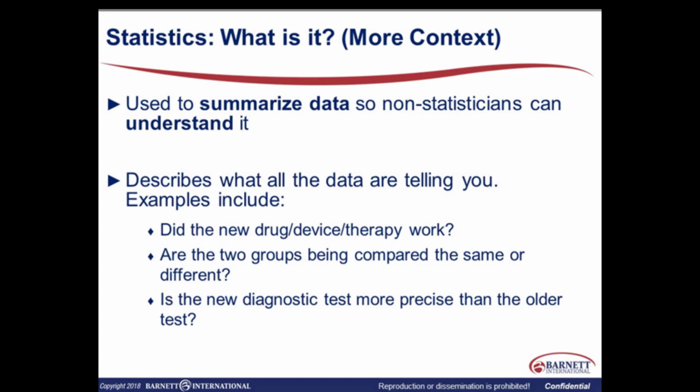So some other examples also include, when comparing two groups in a trial, are the two groups being compared themselves the starting groups? Are they the same or are they different? That's one thing also that statistics tells us. And then also when looking at diagnostic tests, if there's a new diagnostic test on the market, is it more precise than the older test? Can it be the new gold standard? That sort of thing. So all of this is why we have statistics and what statistics hopes to answer.